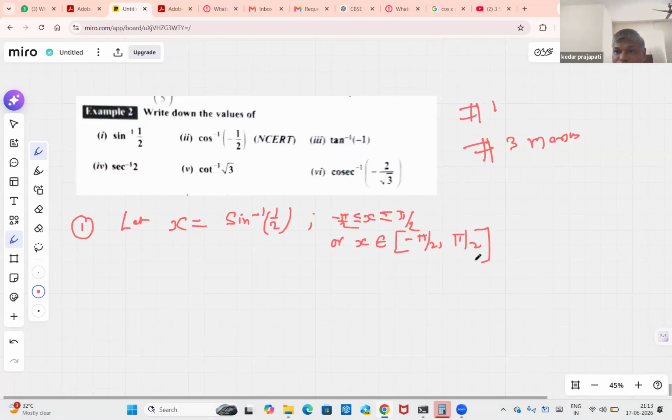Tell me. No doubt, sir. Nothing, sir. So in an inverse function you always have to mention the range. You don't need to mention the domain.